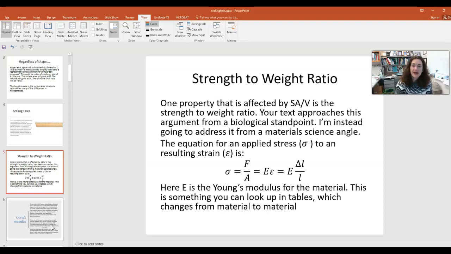Now the strain is how much the object stretches when you tug on it, right, delta L, divided by its initial length. Okay, so the strain epsilon is equal to delta L over L, how much it changes in length divided by its initial length. The Young's modulus is considered to be a material property. So for example, the Young's modulus for steel will be much greater than the Young's modulus for plastic, because steel is a lot more resistive and changes length less when you pull on it, compared to plastic. Okay, so this Young's modulus is something that you can look up in different tables, and it changes from material to material.